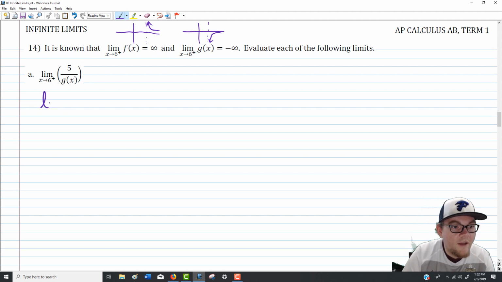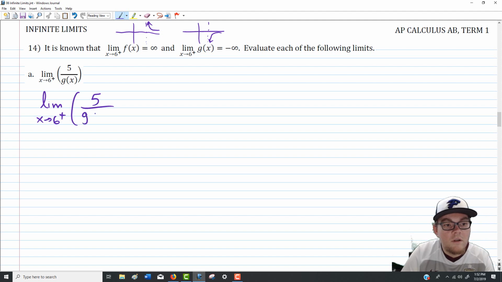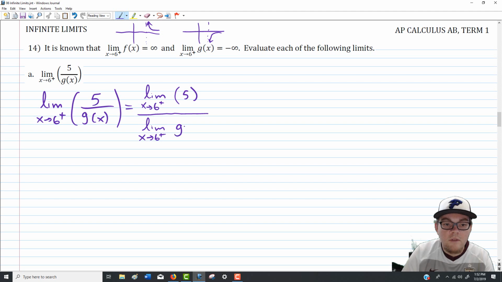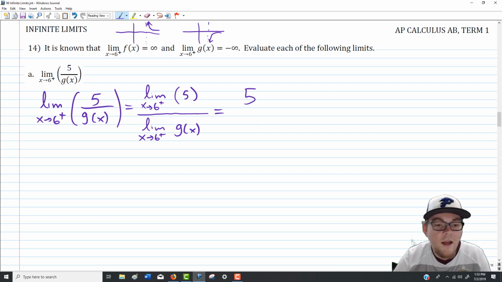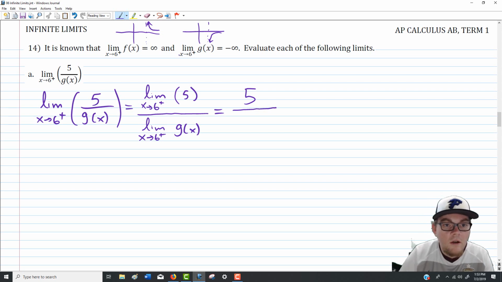So first thing is we are trying to evaluate the limit as x approaches 6 from the right side of 5 over g of x. So if we're going to evaluate the limit of a function over another function, so long as that denominator isn't equal to 0, we can use the quotient property of limits and write this instead as the limit as x approaches 6 from the right side of 5 divided by the limit as x approaches 6 from the right side of g of x. Now in evaluating these limits, the numerator is a constant, so the value is constant. It doesn't matter where we approach 5 from, we still get 5. The denominator, though, we were told in our initial problem that that limit is equal to negative infinity.